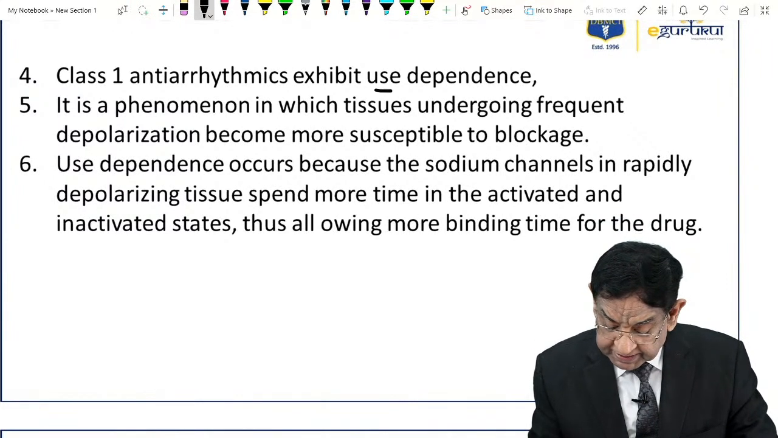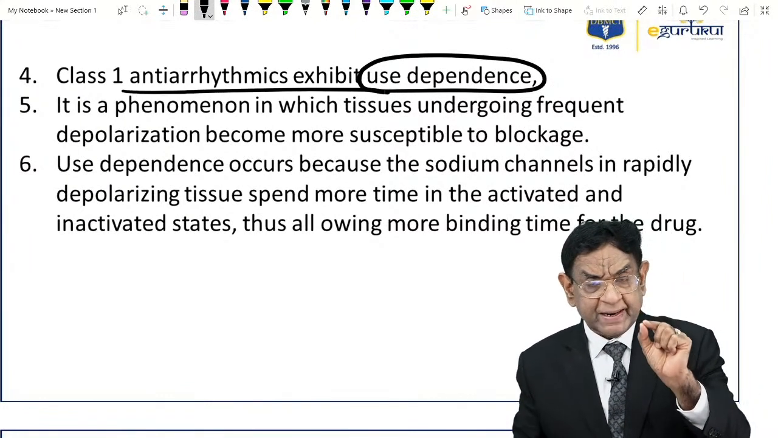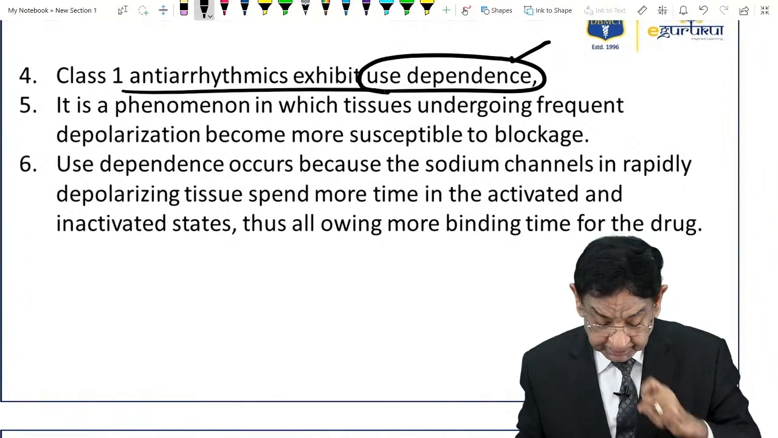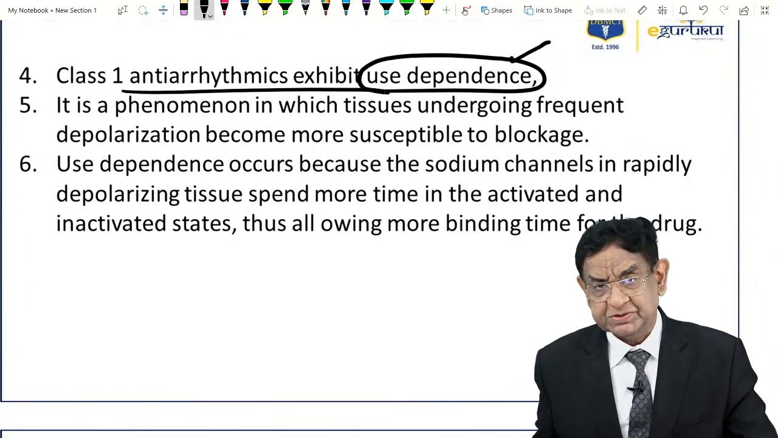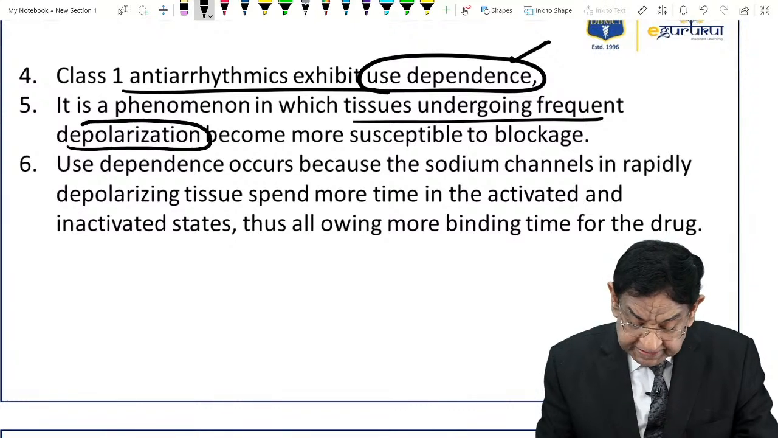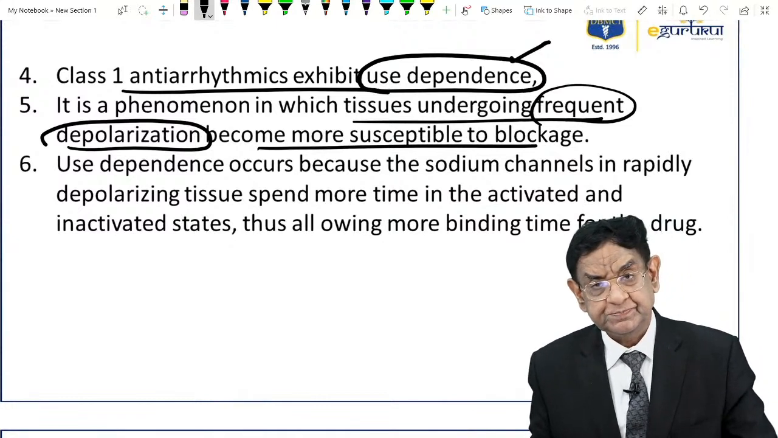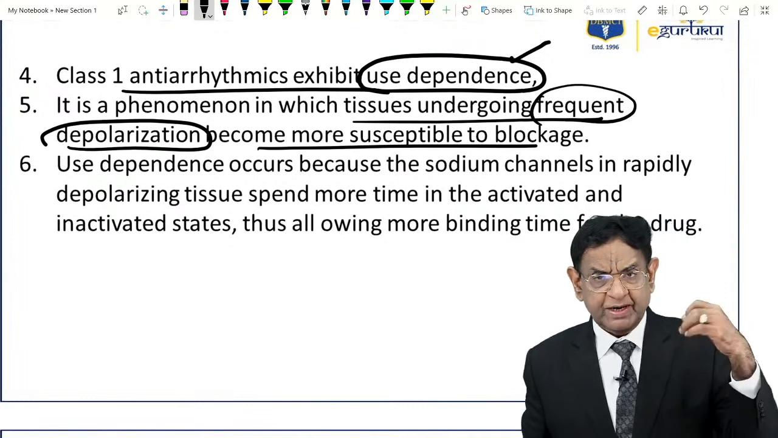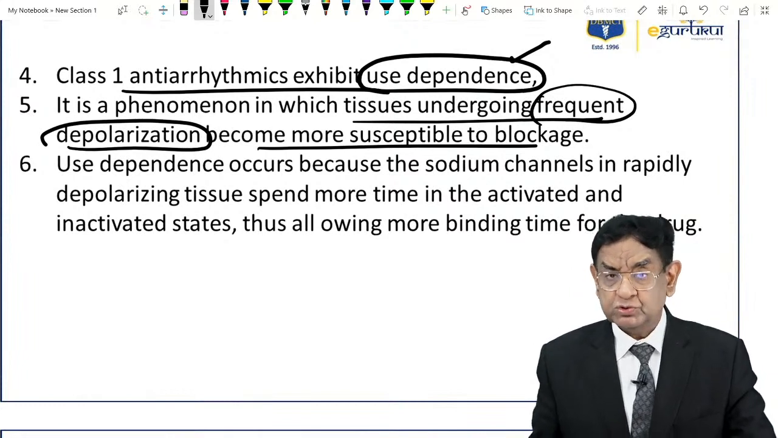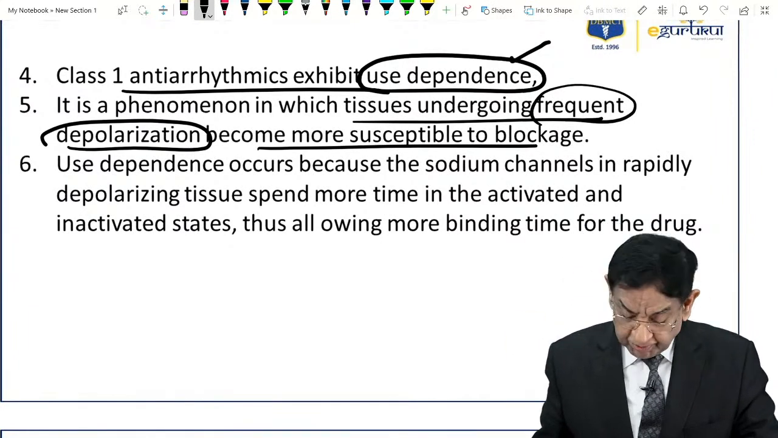They exhibit use dependence. Note this down. Use dependence is the keyword you have to remember in this particular slide. What do we mean by use dependence? It's a phenomenon in which tissue undergoing frequent depolarization becomes more susceptible to blockage. Any tissue which is getting frequent depolarization is more sensitive. That is the meaning of use dependent: the more we use, the more likely to get blockage.